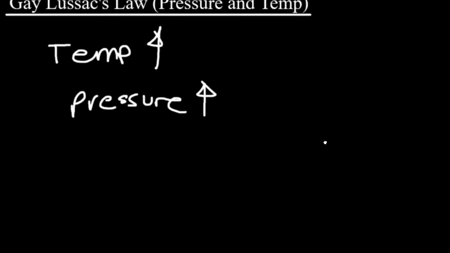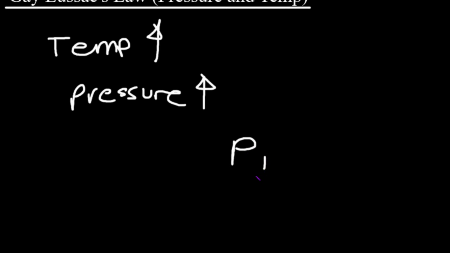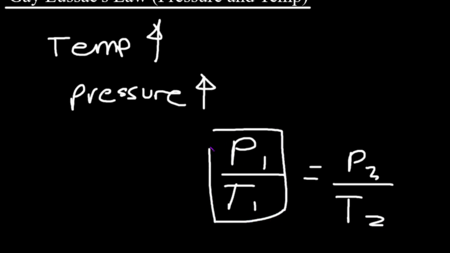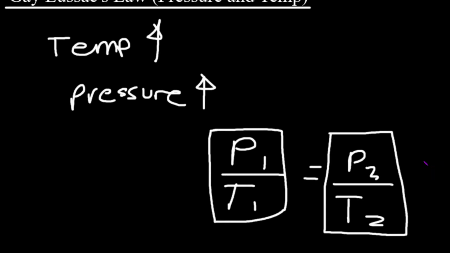Alright, so moving on to the formula. The formula says P1 over T1 is equal to P2 over T2. So the pressure of the first, this is the first substance or area, divided by the temperature of the first, is equal to the pressure of the second over the temperature of the second. When you solve for this, you would cross multiply, and then do a one-step or two-step equation to solve for your missing variable.